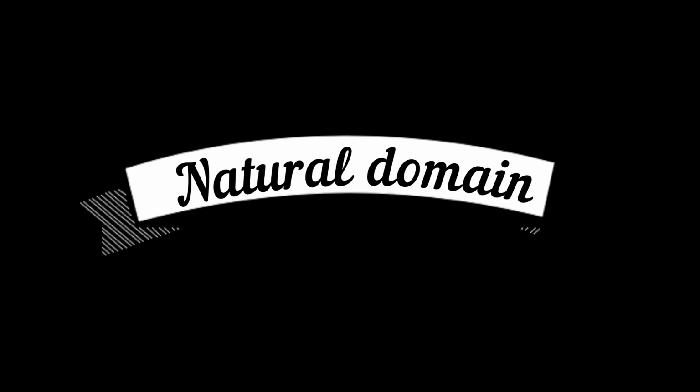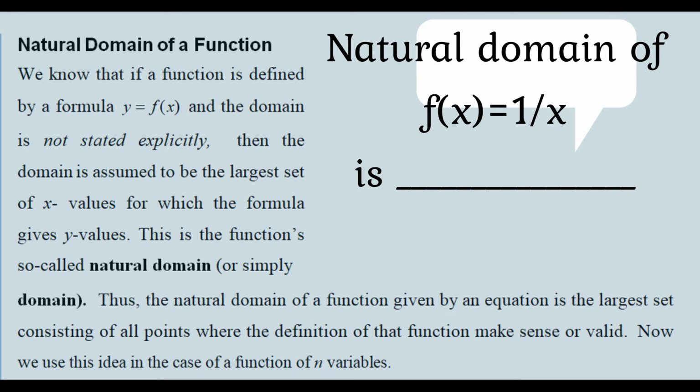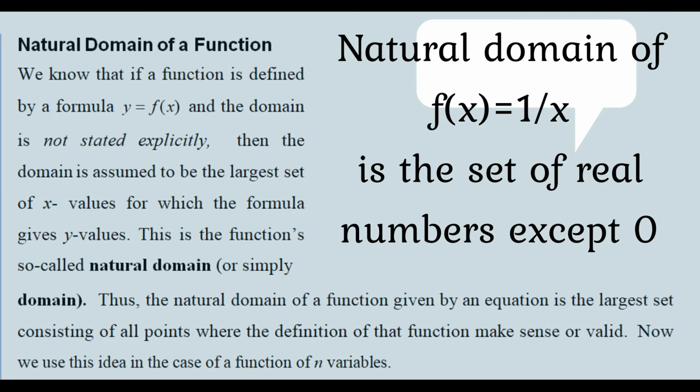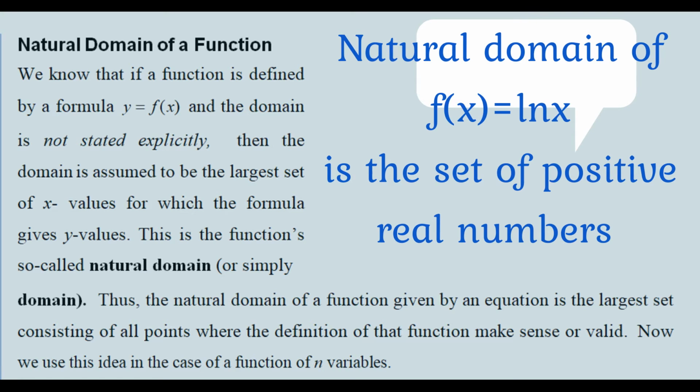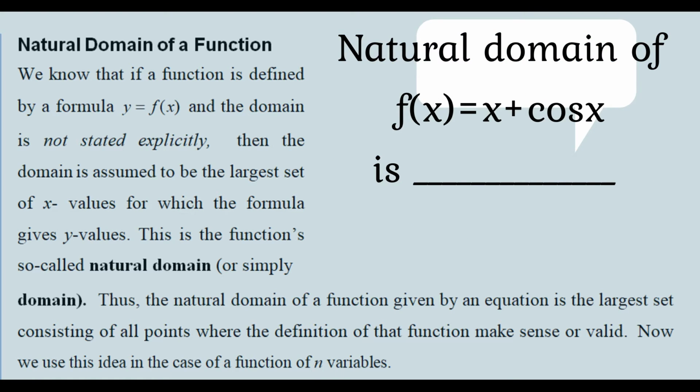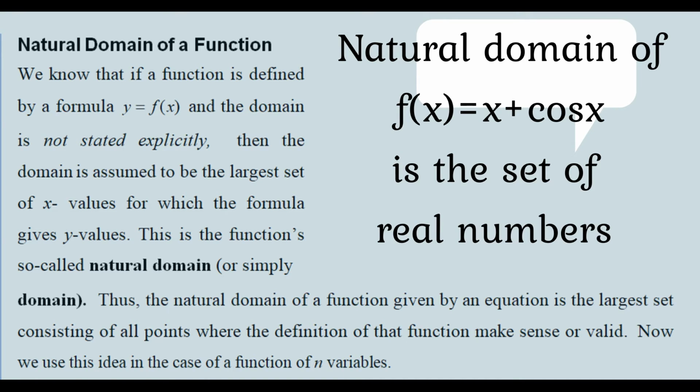We now discuss the natural domain of a function. We know that if a function is defined by a formula y is equal to f of x and the domain is not stated explicitly, then the domain is assumed to be the largest set of x values for which the formula gives y values. This is the function's so-called natural domain or simply domain. Thus, the natural domain of a function given by an equation is the largest set consisting of all points where the definition of that function makes sense or is valid.